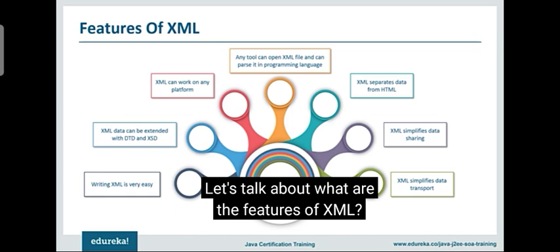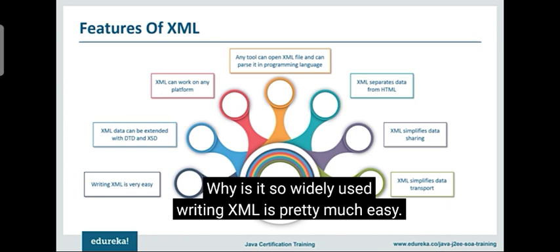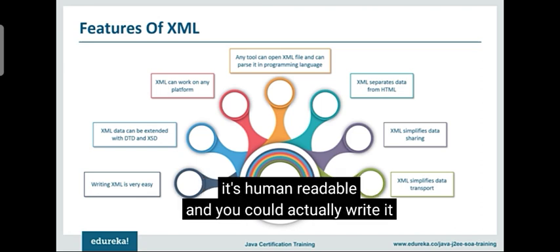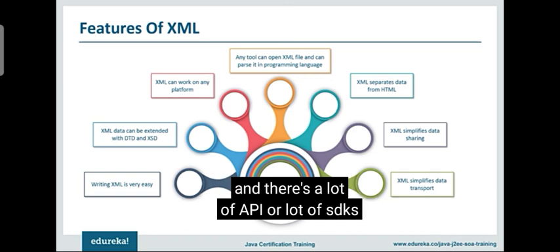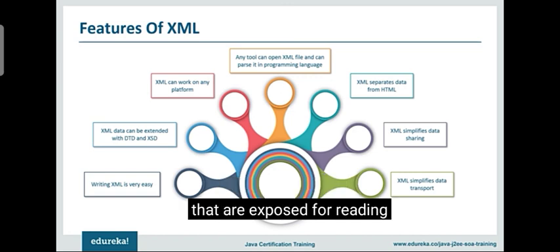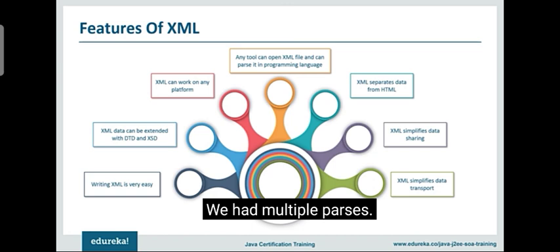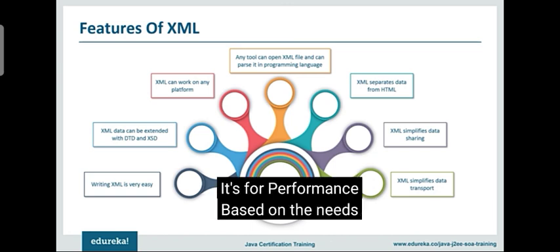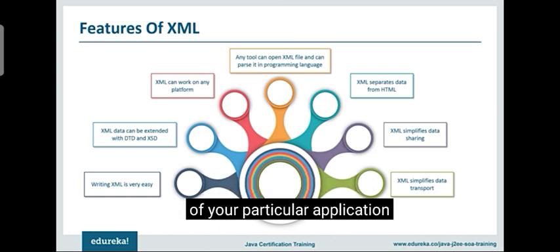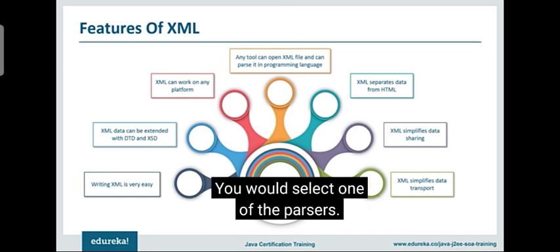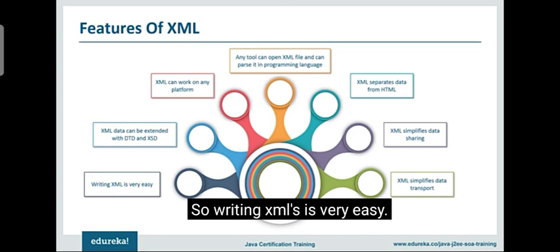Let's talk about the features of XML. Why is it so widely used? Writing XML is pretty easy. As I said, it's human readable and you could actually write it. And there are a lot of APIs and SDKs exposed for reading and writing XMLs, in very optimized versions. You could see parsers, right? We had multiple parsers. It's for performance, based on the needs or the nature of your application, you would select one of the parsers. So writing XMLs is very easy.